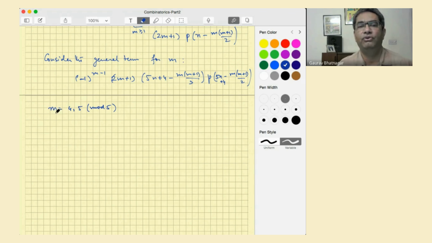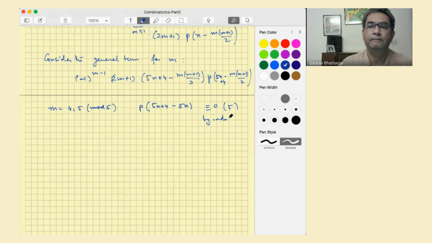Okay, I'm going to show that for all m, this term is going to be 0 mod 5. So for m equal to 4 or 5 mod 5, then this term p of 5n plus 4 minus, it's either 4 here times 5 here or whatever it is, it's divisible by 5. So it's 5 times k for some k. And this is going to be 0 mod 5 by induction.